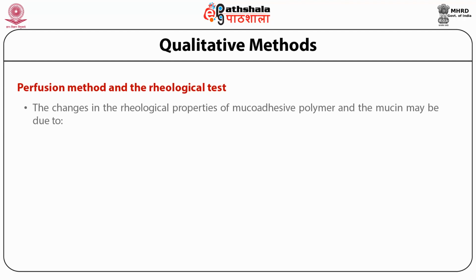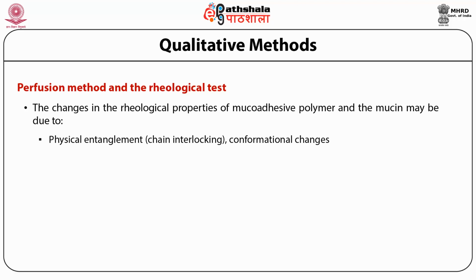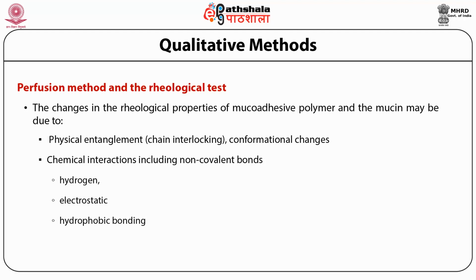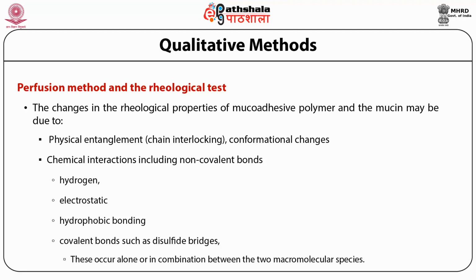It must be understood that the changes in the rheological properties of mucoadhesive polymer and the mucin may be due to some of the factors such as, number 1, physical entanglement, that is the chain interlocking, which will ultimately lead to conformational changes. It could also be due to the chemical interactions, which include non-covalent bonds such as hydrogen, electrostatic, and hydrophobic bonding. Covalent bonds such as disulfide bridges could also be present. These occur alone or in combination between the 2 macromolecular species.